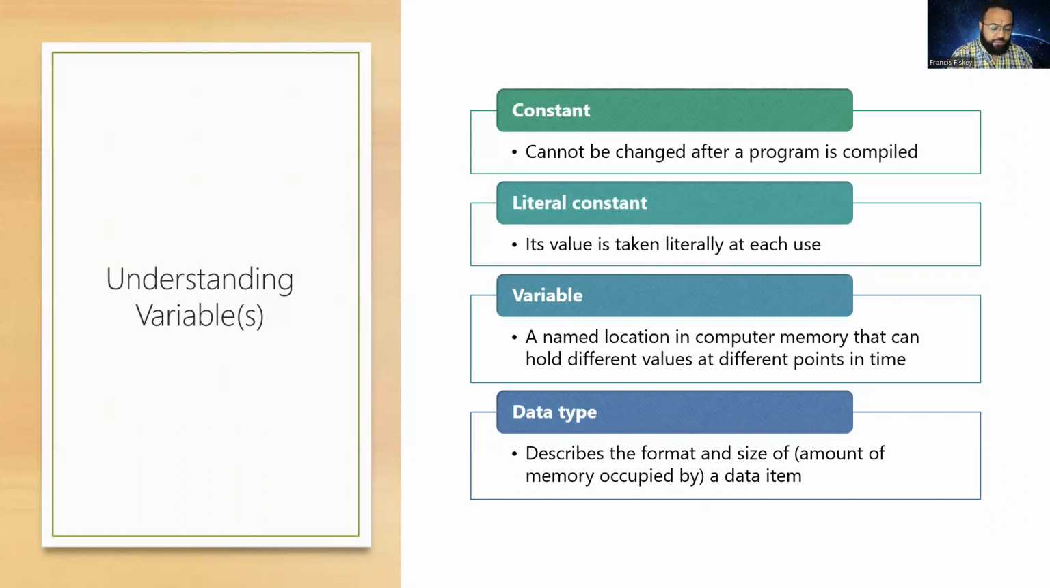So what are variables at their highest level? Well, you have different types, right? You have constants. Now, constants are variables that we declare that cannot be changed after the program has been compiled. I will say that again. A constant is a variable which we declare that cannot be changed after the program is compiled.